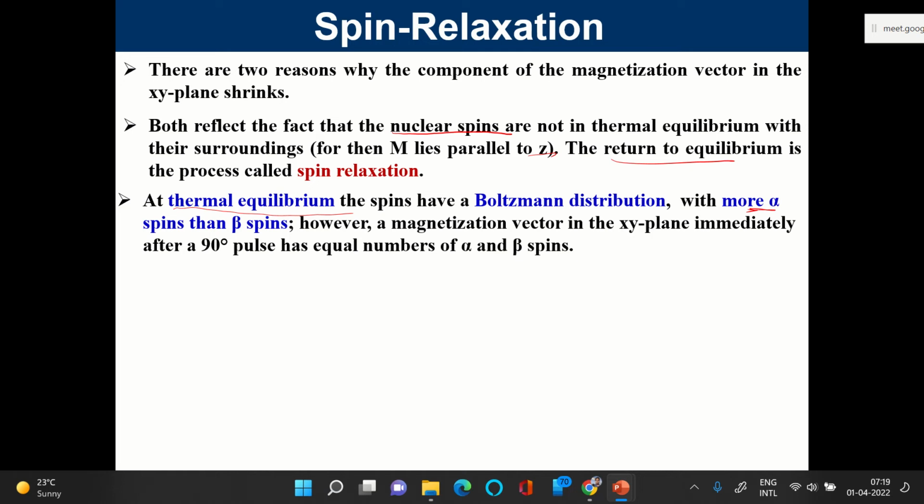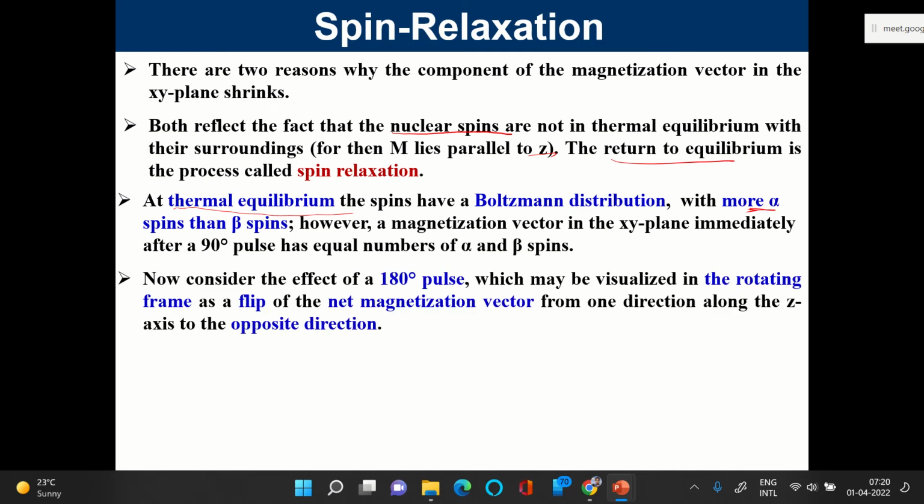Now, the magnetization vector. Suppose a 90-degree pulse is applied. The 90-degree pulse, as I told you, means that you have an equal number of alpha and beta spins in the sample. This was the terminology that I told you earlier; keep it in mind, as we will be using it often while discussing pulses.